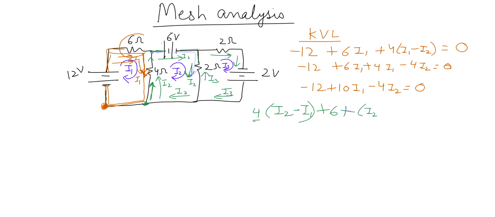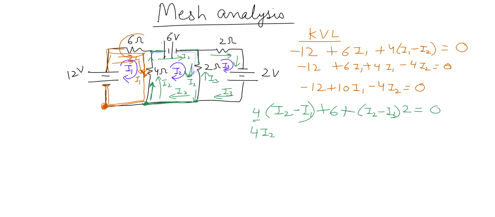That is the current times the 2 ohm resistance, which gives you voltage. Now we have reached this point, and there is nothing in this branch, so we completed this loop equal to 0. So we have written the equation for the second loop. Now you solve it.